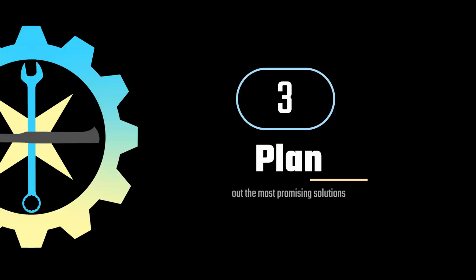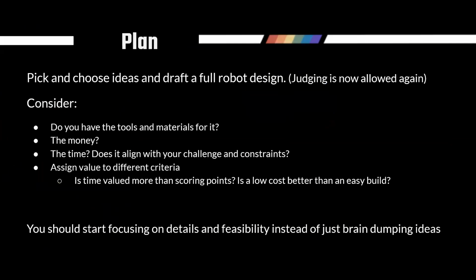All right, step 3, personally my least favorite, but arguably the most important, is planning out the solutions you want to use. Planning means you're essentially picking and choosing those brainstorming ideas and drafting a full robot design. And yes, this is now the time to judge people's ideas.